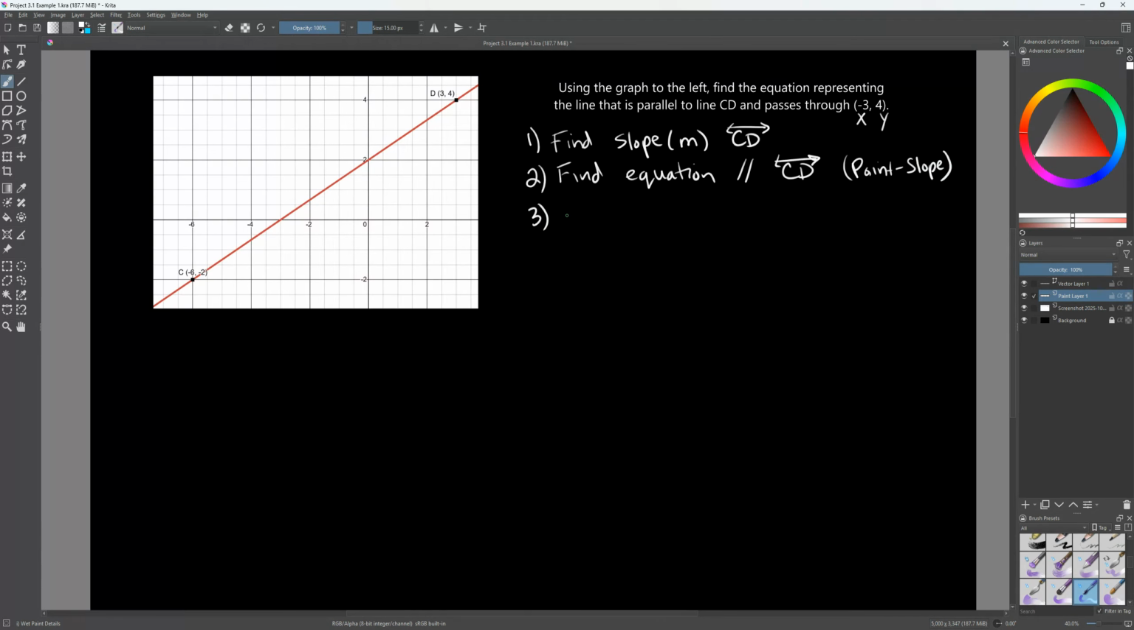And then my last thing, and this is going to be kind of an if needed, is going to be convert to standard form or slope intercept form. So it's going to be one of those. So convert to standard form or convert to slope intercept form. So let's go ahead and we'll get to it. So step 1 is we need to find out what our M is. So that's what we're going to do first.